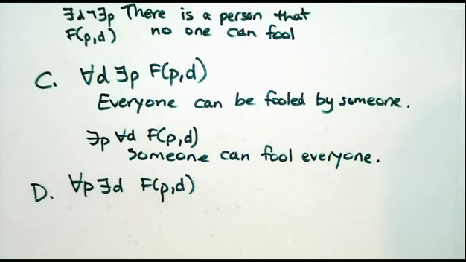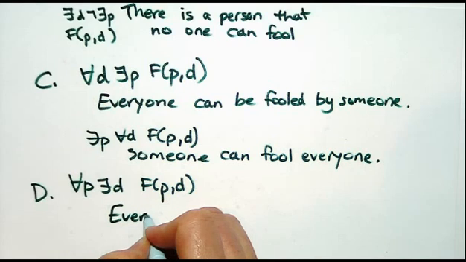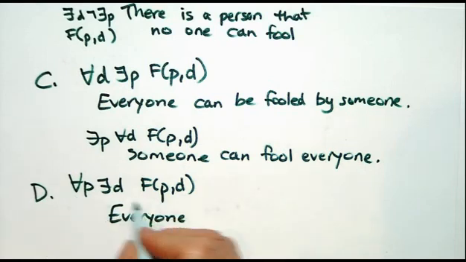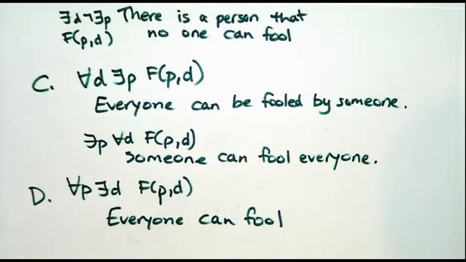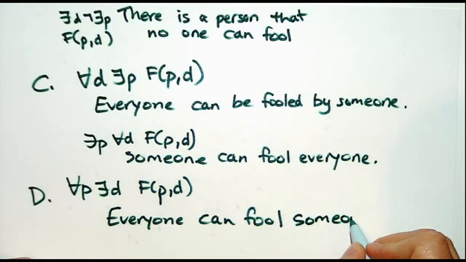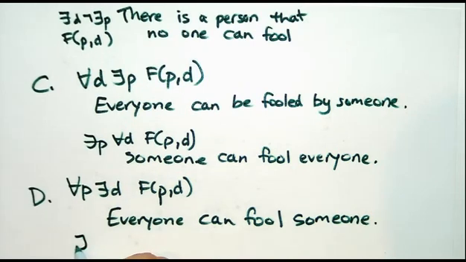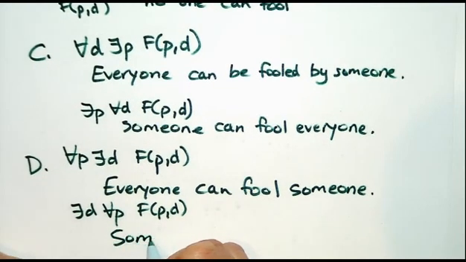Okay, what does that say? Everyone is clearly the first thing. And then they're doing the fooling, so I should go ahead and write can fool. And then someone. There we go. If I reverse the order of that, it reverses the order of the sentence. So that is, someone can fool everyone.